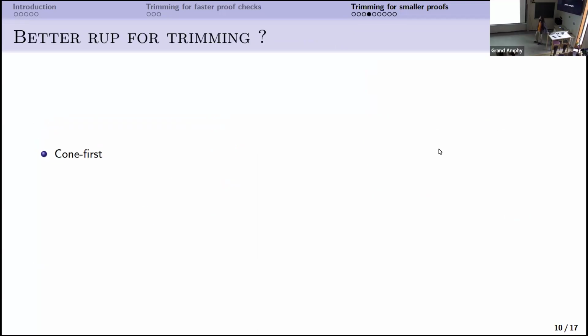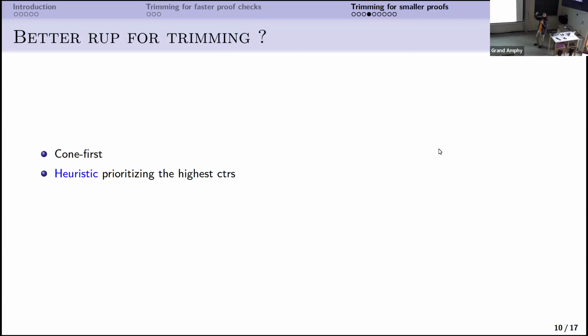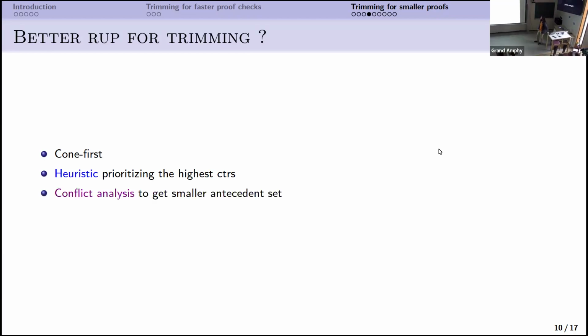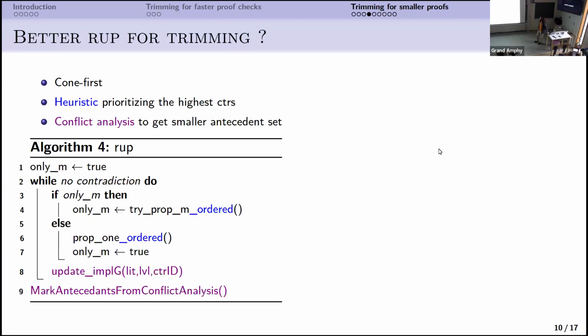The main part of what we can do better is trying to make the RUP algorithm better. So we had the cone first ID, but I introduced two new things. The first is a heuristic to prioritize the highest constraint in the proof, because if your constraint is high in the proof, it is likely to have fewer antecedents than if it is at the bottom of the proof. And the second thing is some conflict analysis to try to get the smallest antecedent set for each RUP propagation.